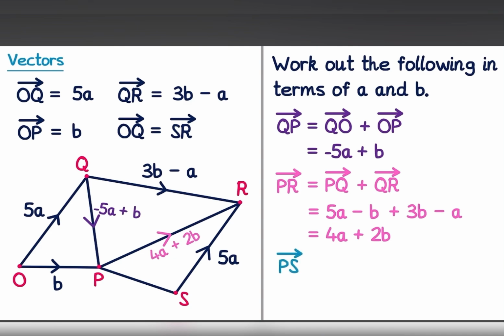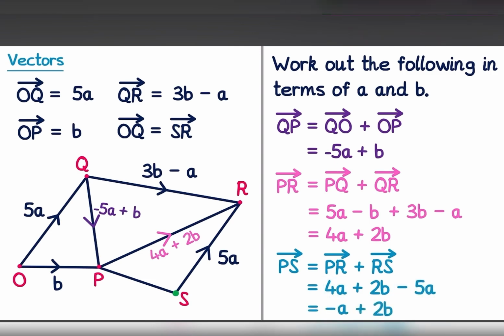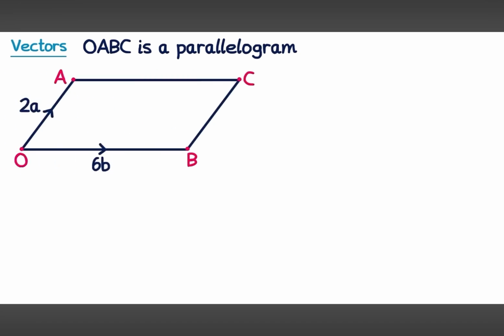And now we are calculating PS. Think about it. P to S. So we can go from P to R, then R to S. P to R would be 4A plus 2B and R to S would be negative 5A because we are moving in the opposite direction. Yes or no? Yes, learners, you got it correct.